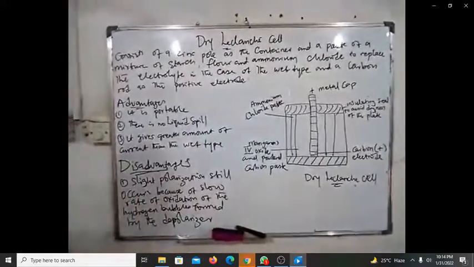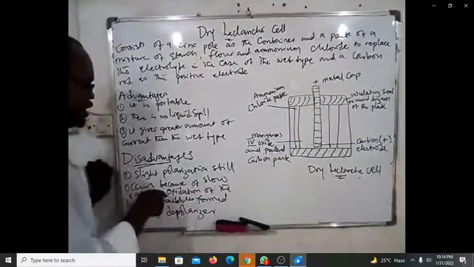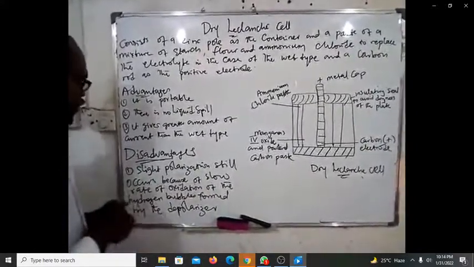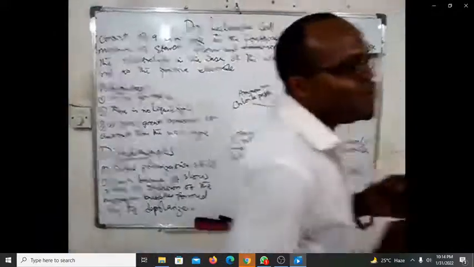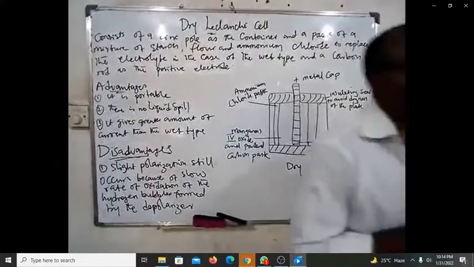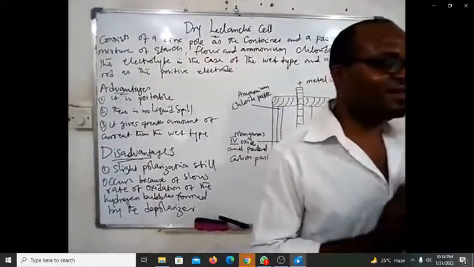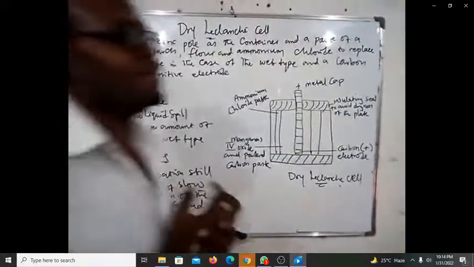What are the disadvantages? There is always slight polarization still occurring because of the slow rate of oxidation of the hydrogen bubbles formed by the polarizer. So there is always a little polarization that happens here. Is that clear? The other one, you can say there is no polarization, but here there is a little happening. So there is always this fear of small polarization.